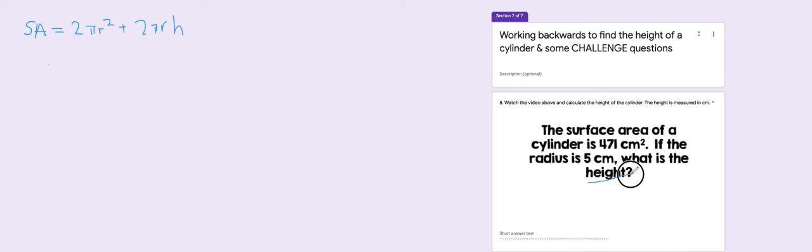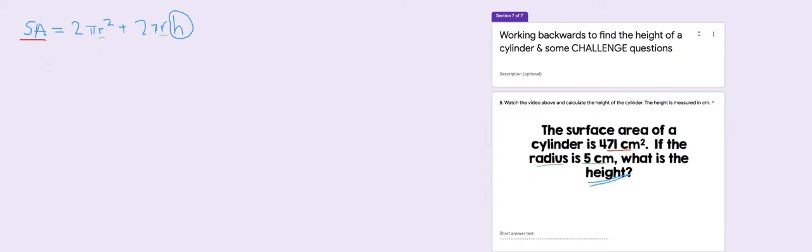We are finding the height here. So that means h is going to be the only letter which we don't know the value of. We need to find the value of it. We know that surface area, or SA, is 471 centimeters squared. So where I see SA, I'm going to replace it with 471 centimeters squared. The radius is 5 centimeters, so r is going to be replaced by the number 5.